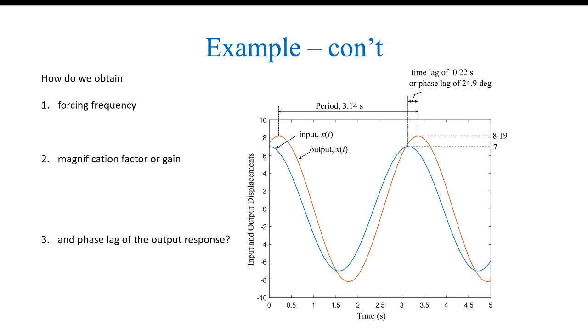What you do is you look at the fraction of the time lag out of the total period. So you have 0.22 divided by 3.14. That's the fraction of the time lag out of the whole period. Now you simply multiply by 360 degrees, and that will give you the phase lag in degrees.